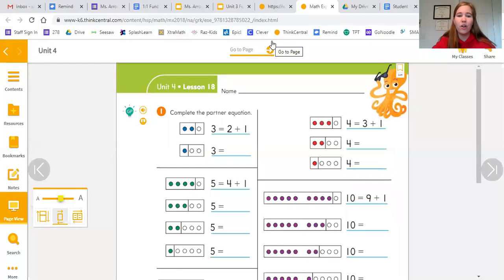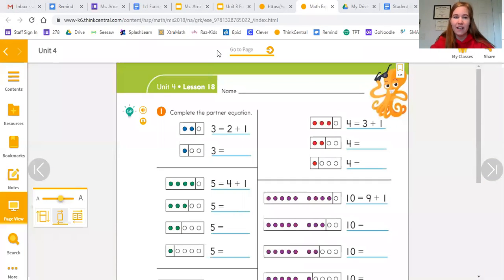Hi friends, we're going to go over the math which has to do more with our partners of a number. And if we remember when we talk about partners of the number, we have how many in all, and then we break them up into partners or the groups of the number. So for this, our directions say complete the partner equation.